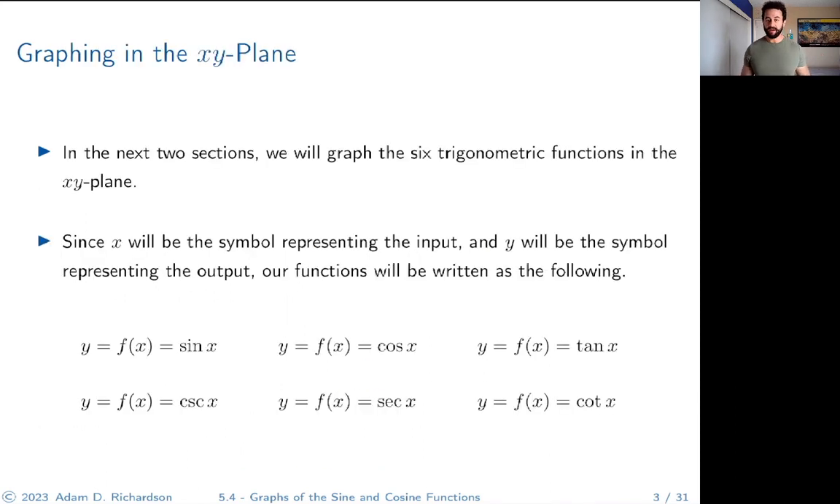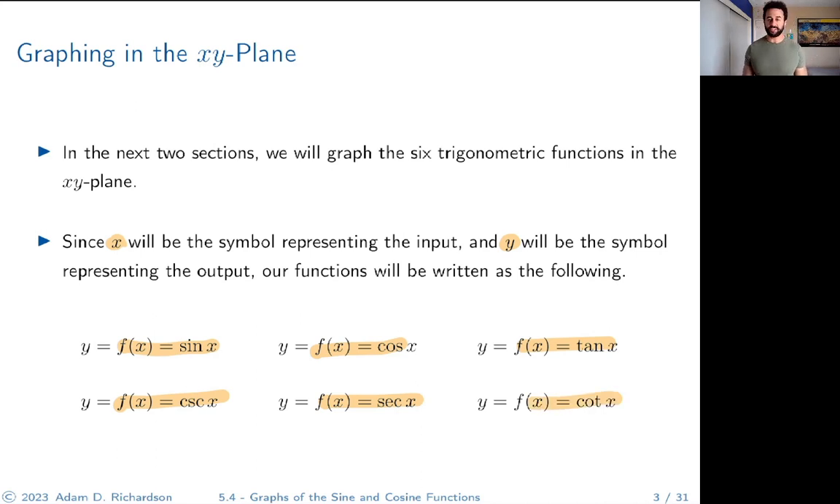Okay. So, graphing in the xy plane. One thing I want to mention is that we're going to be graphing these functions in the xy plane. So x is going to be representing our input, and y will be representing the output of the function. So this is how we actually write the functions. f of x is sine of x, cosine x, tan x, cosecant x, secant x, cotangent x, and so on.